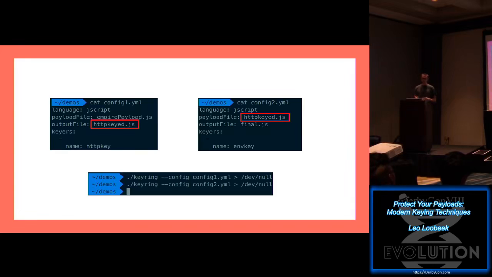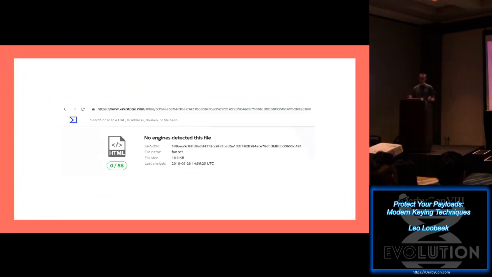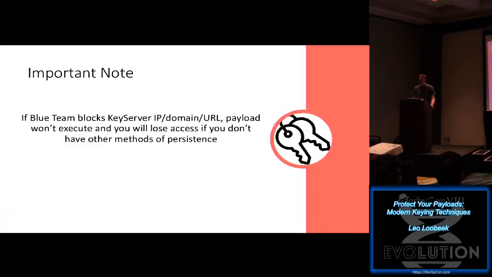So basically, you could create one config file that would take in that payload you're using, Empire, and output it to some HTTP keyed file, and then your second config would basically take that in and then re-encrypt it with other things. Then you just got to run KeyRing twice, and you should have that doubly encrypted file. And not to brag or anything, but right now we're at 0 on VirusTotal. But I'm sure that'll change, so definitely still want to look at using obfuscation.